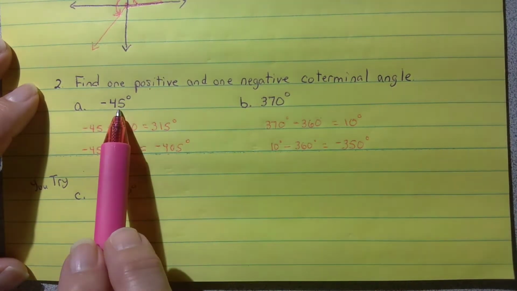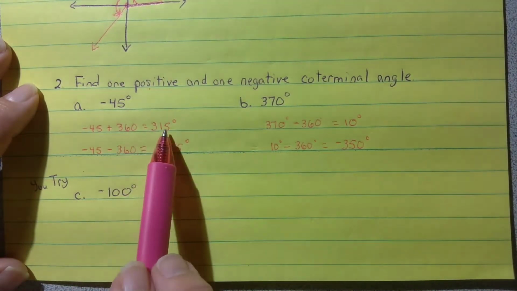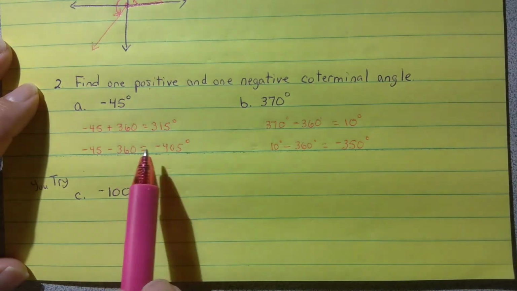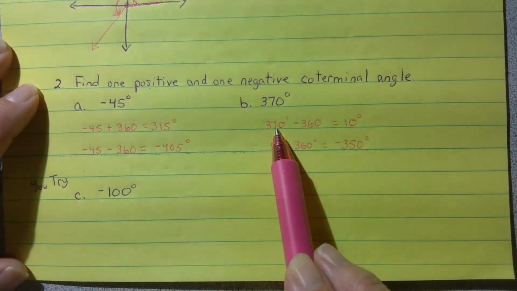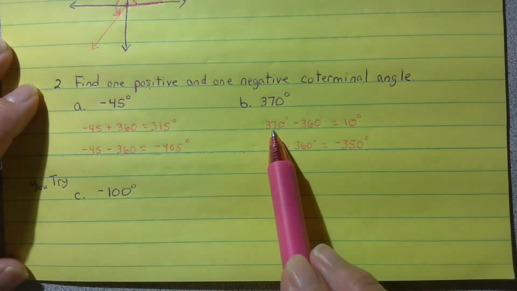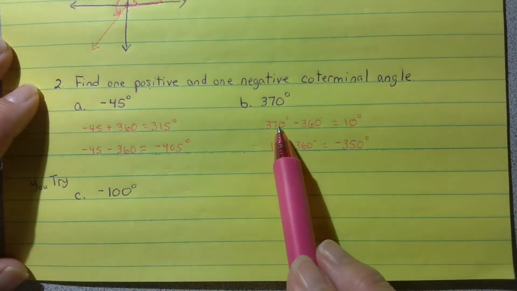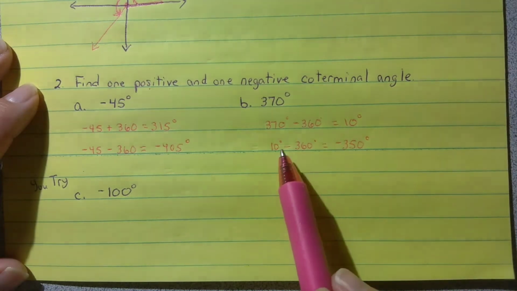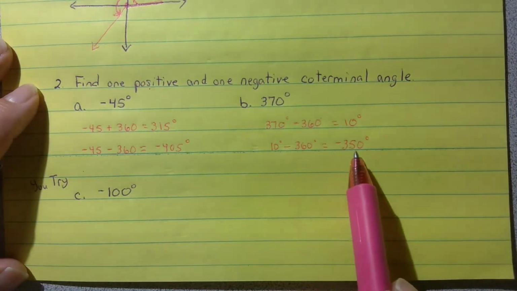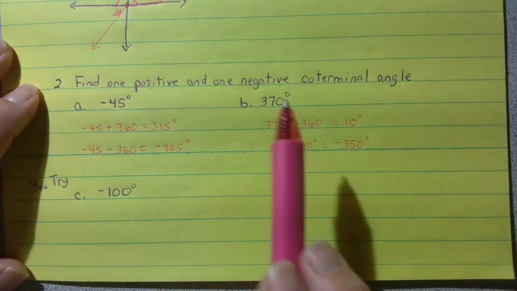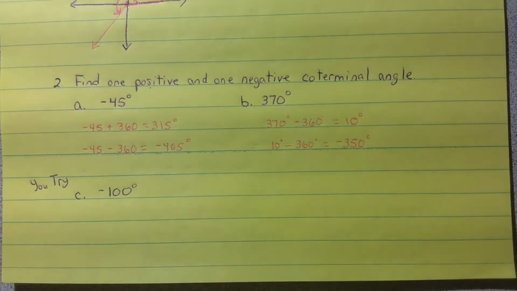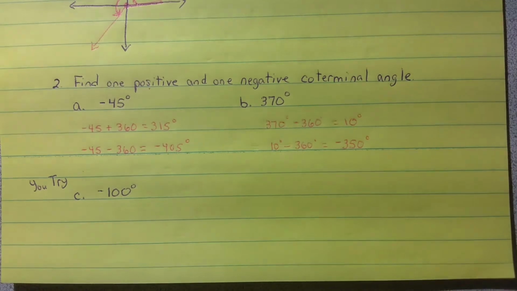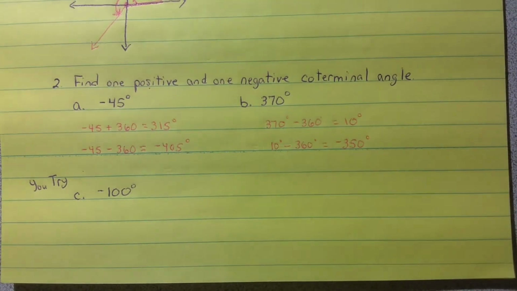Please notice, here, I added 360 and got a positive. I subtracted 360 to get a negative. Here, if I had added 360, I would have gotten another positive, which would have been okay. But I also noticed that if I subtracted 360, I got a positive. And I could subtract 360 again and get a negative and be happy. Please remember, you guys, there are multiple answers here. These are only two of them.